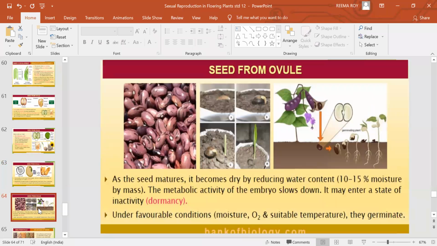And as the seed matures, it becomes dry by reducing water content. When it matures, its water content keeps decreasing. The metabolic activity of the embryo slows down and it enters a state of dormancy or inactivity. Under favorable conditions, they germinate. What are favorable conditions? Moisture, oxygen, and temperature.